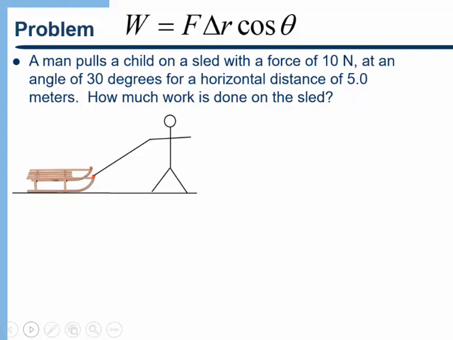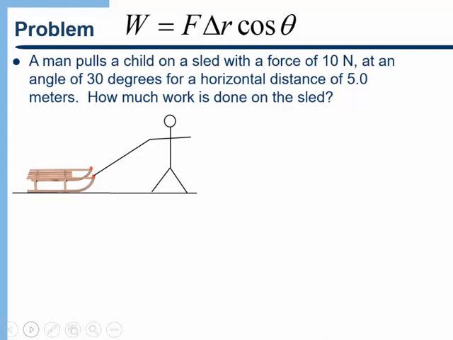Let's do a simple problem here to get us started. A man pulls a child on a sled with a force of 10 newtons at an angle of 30 degrees for a horizontal distance of 5 meters. How much work is done on the sled? Why don't you go ahead and pause the video and calculate that yourself.